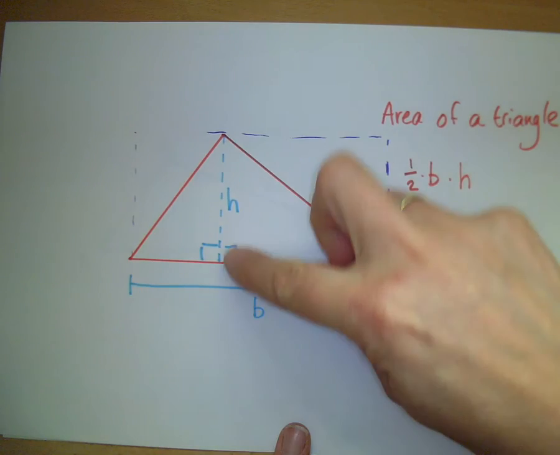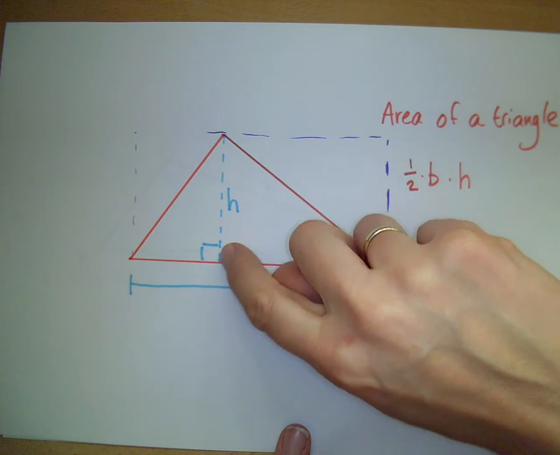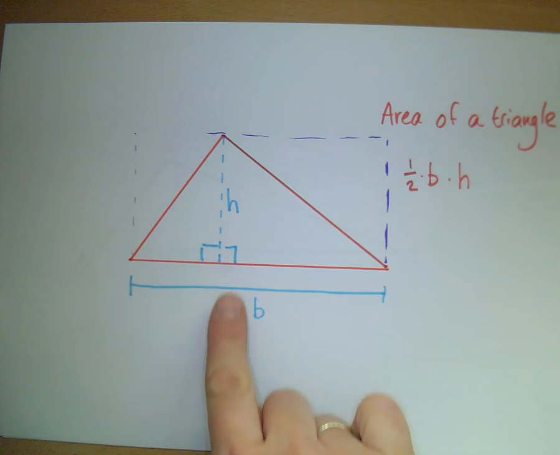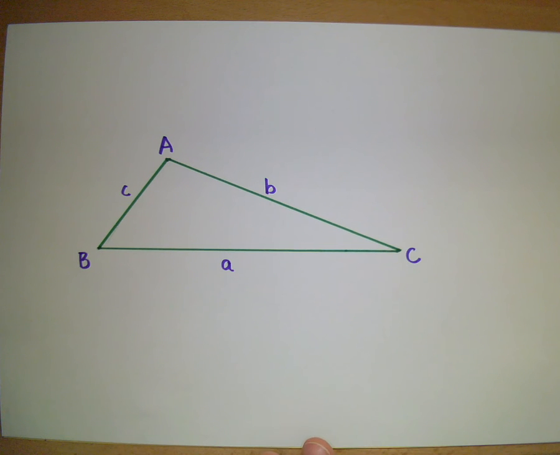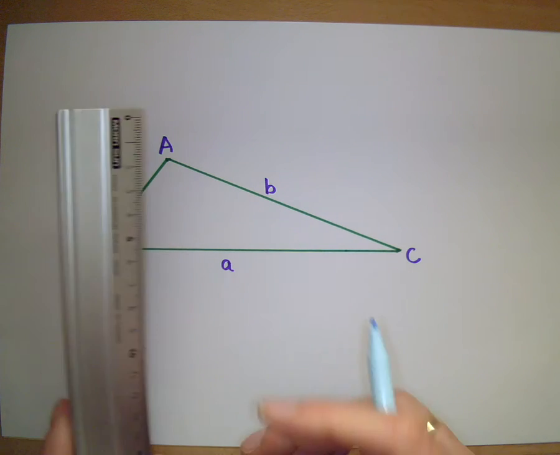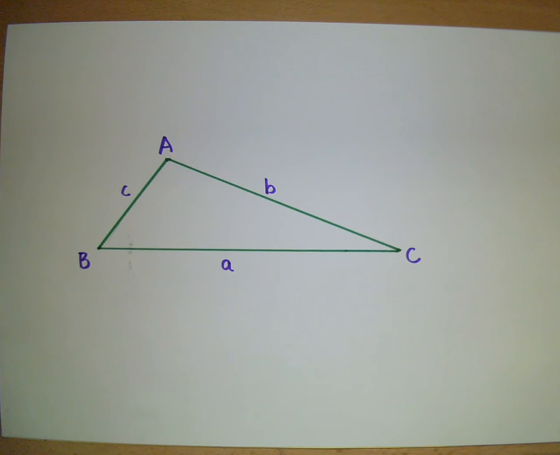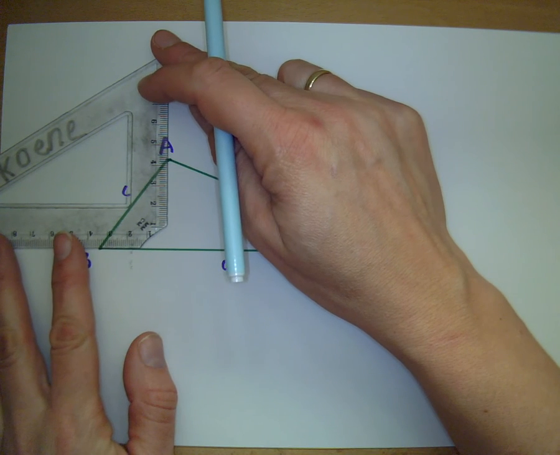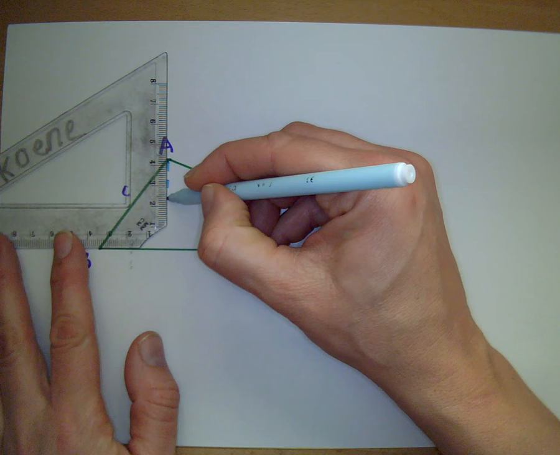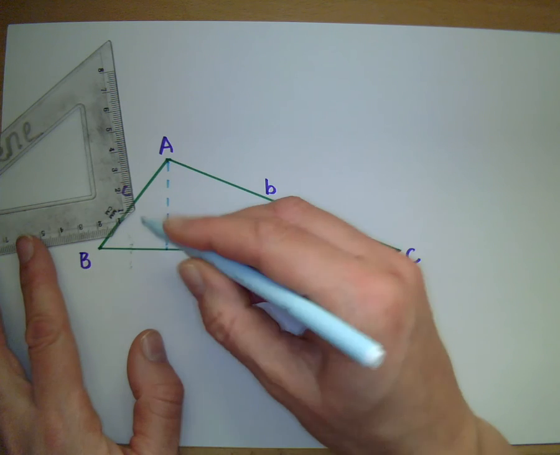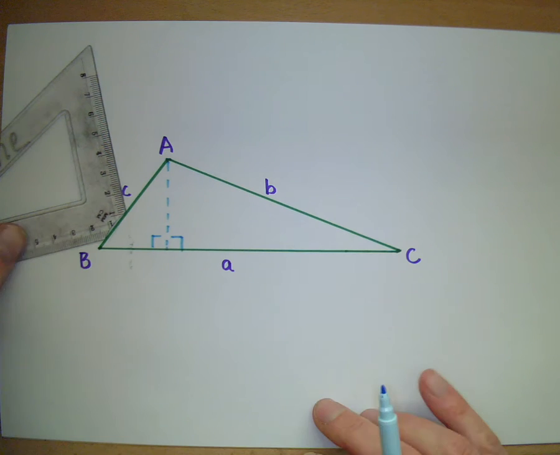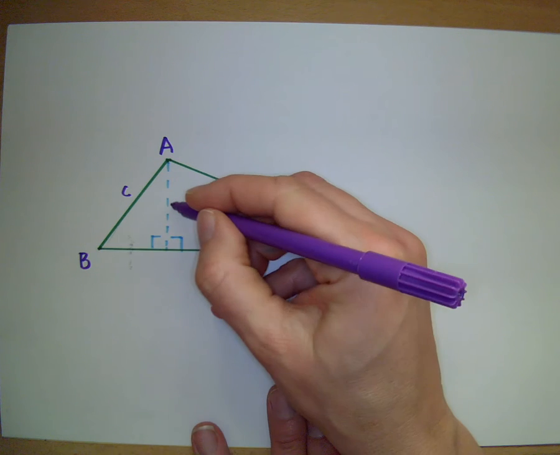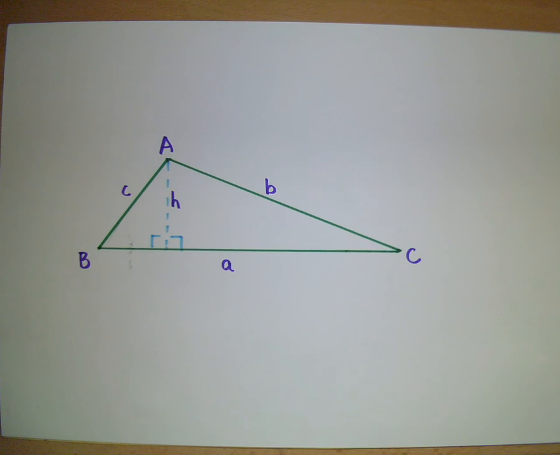In this triangle, if we draw in this line perpendicular to this base, then we have the perpendicular height. That is going to come in useful. This is now a right angle, and we will once again call that H. It's the perpendicular height of this triangle.